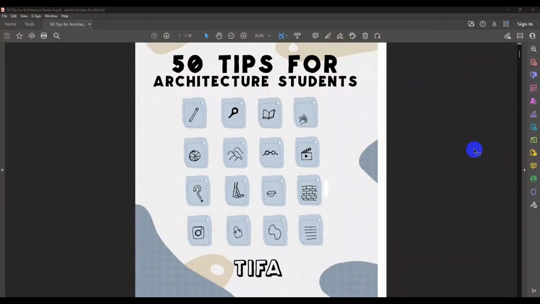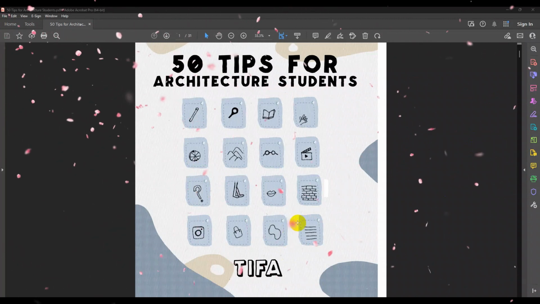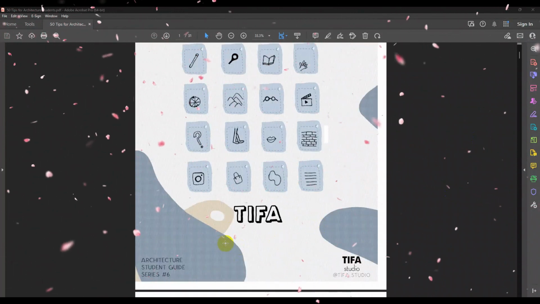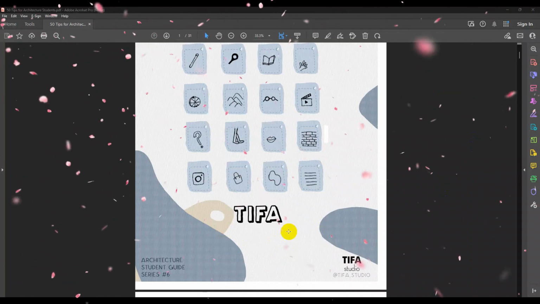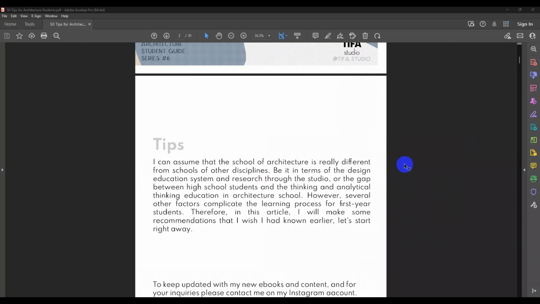Hello everyone, today I'm so happy to share with you the 50 tips for architecture students. I give the credit to Tifa, who is the writer of this book. I just come here to share the insights about the tips.